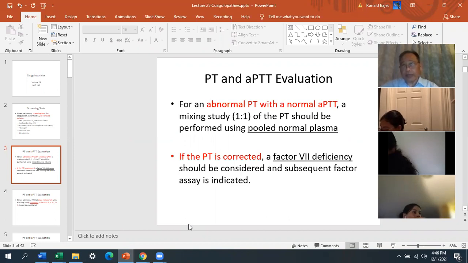And for a normal PTT, you can say between 20 and 22 seconds. All right, 20 and 22 for PTT. We'll just go by that. And 12 and 14 seconds for PT.